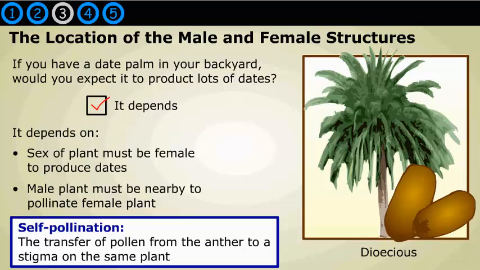Self-pollination is the transfer of pollen from the anther to a stigma on the same plant. Plants have evolved many different strategies to prevent self-pollination to preserve the genetic diversity associated with sexual reproduction.